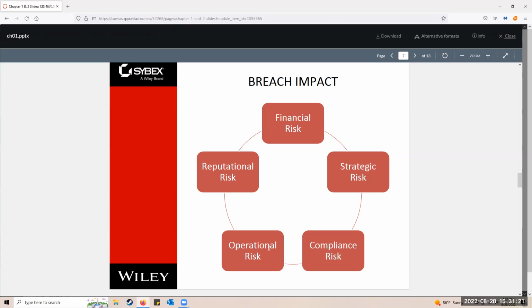Operational and compliance risks go hand in hand, because operations typically apply to compliance. Compliance is set forth by some sort of governing body, typically the government itself, for you to adhere to certain rules.